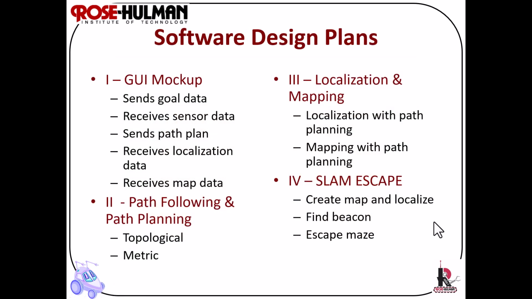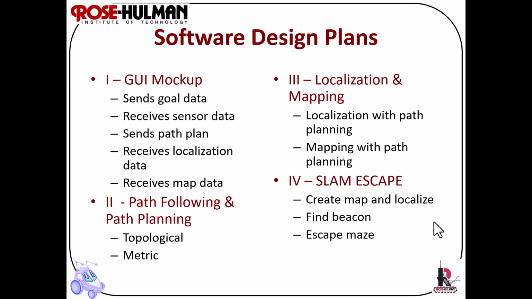So, as a reminder, you need to always make a software design plan for any major part of your final project. These are all going to be included in the appendix of the final report, and you should refer to them in the methods section of the report when you're discussing how you designed the system to meet all of the challenges. So you should have a GUI mockup, which is a description of the graphical user interface you're going to create, including information like how you're going to send goal data, receive sensor data, send path plans, show paths on the map, receive localization data, receive map data, how you're going to display that.